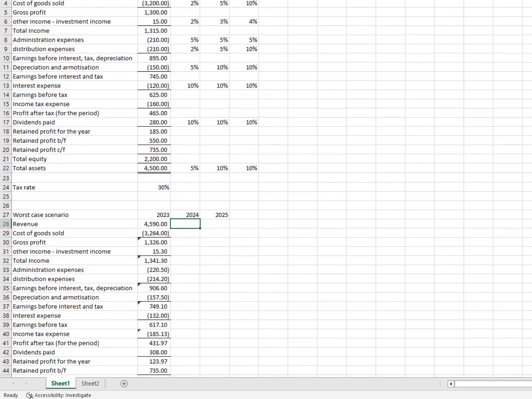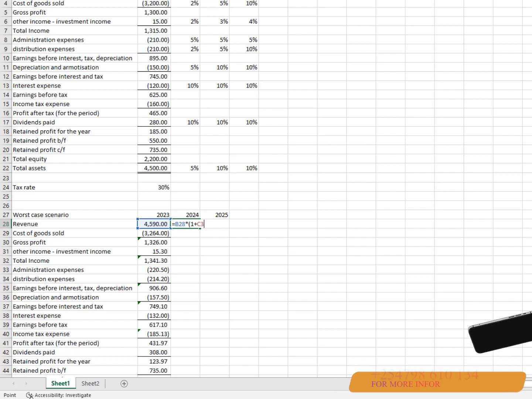For 2024, now we shall use the base year as 2023. So to get the revenue for 2024, we insert the equal sign, click on the revenue for 2023, then multiply by 1 plus 2%. Here you click on it.